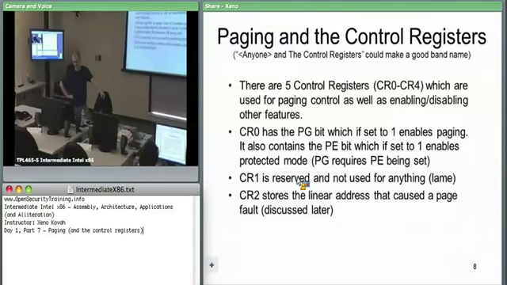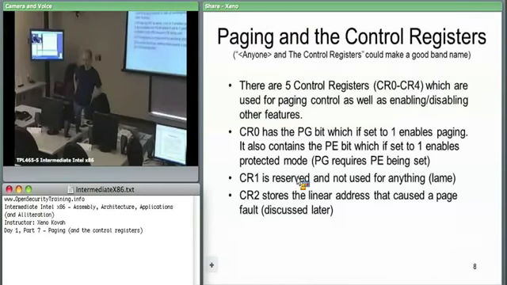Anyways, we need to briefly talk about control registers. There are 5 control registers, 0 through 4, which are used for paging control as well as some other miscellaneous stuff. While we're on the topic, we'll mention some major cases for the control registers.